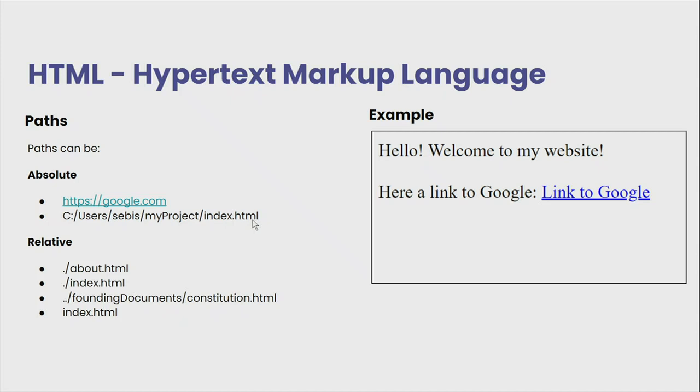This one over here is in my computer. That's where I have an index.html file. It starts on my C drive. Obviously, you can't share that with someone. It only works on your computer, so it's a local path. But it's still absolute. Relative paths are relative to the file that they're written in.